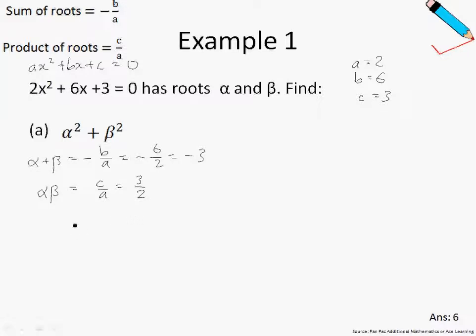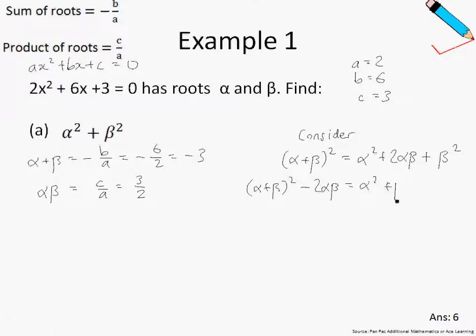Next, let us move on to find alpha square plus beta square. In order to solve this, we will have to consider a separate expression. If I were to consider alpha plus beta entirely square, this will just give me alpha square plus 2 alpha beta plus beta square. If you look at the right hand side of the equation, we have the terms that we want, it's just that we have this 2 alpha beta over here. So I'm going to shift this to the left hand side of the equation.